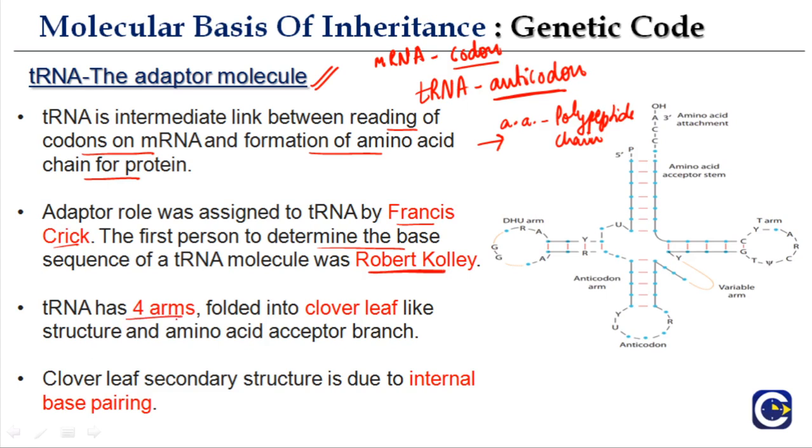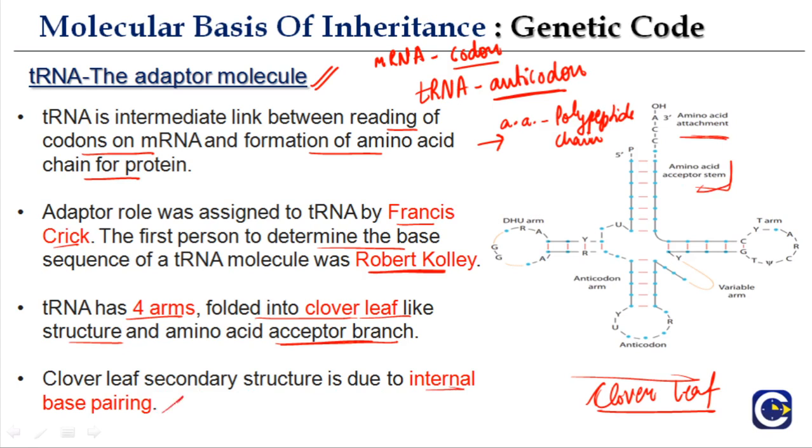Now, tRNA has 4 arms folded into a clover leaf. This structure is also called the clover leaf structure. This is also important to remember, because sometimes in properties of tRNA, they will write certain sentences and say which of the following is true for tRNA. So they can also write that tRNA has a clover leaf structure. It has 4 arms, folded into a clover leaf-like structure, and an amino acid acceptor branch. You see this is the branch here. Clover leaf secondary structure is due to internal base pairing.